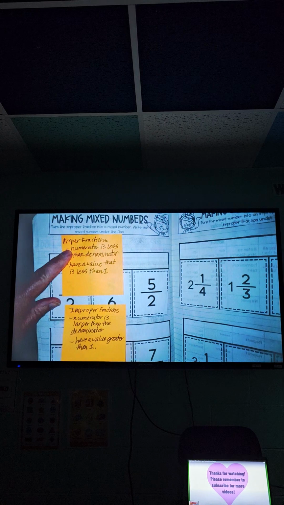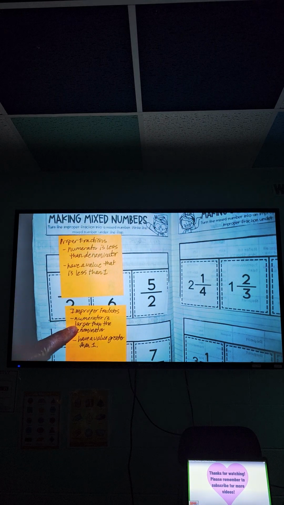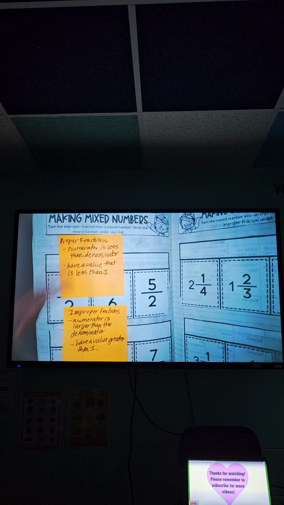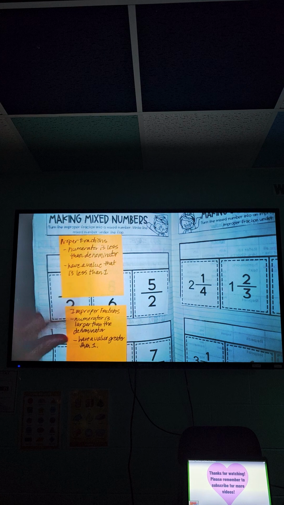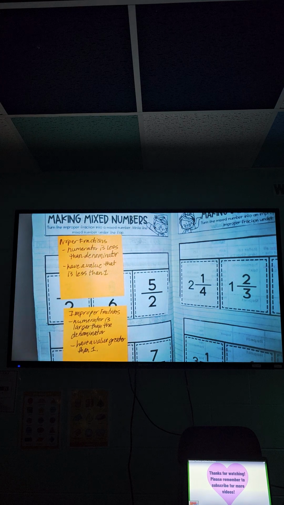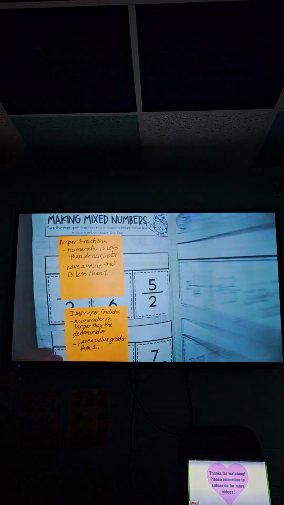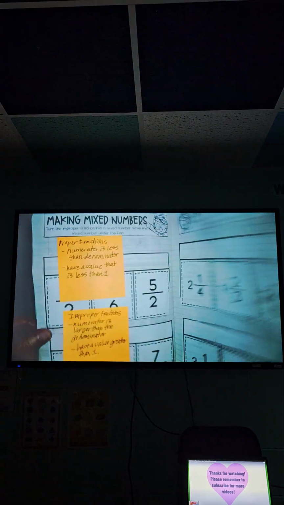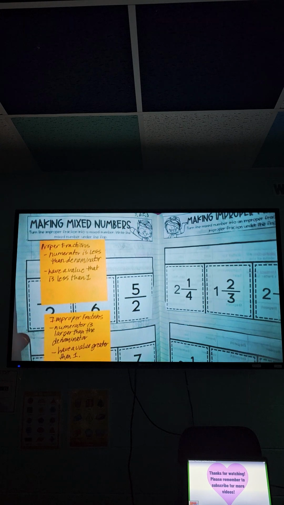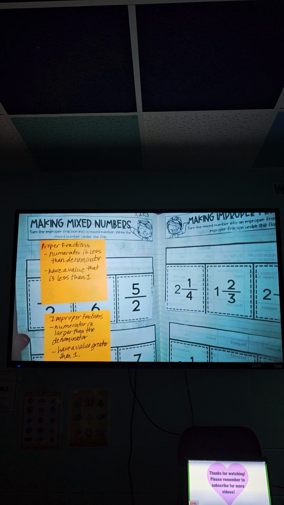Alright, so there's my notes about proper fractions and improper fractions. Brodie, I already put your sticky notes on your book. Big kids, I'll do that in just a moment. So these 2 pages are homework. Making mixed numbers, making improper fractions.